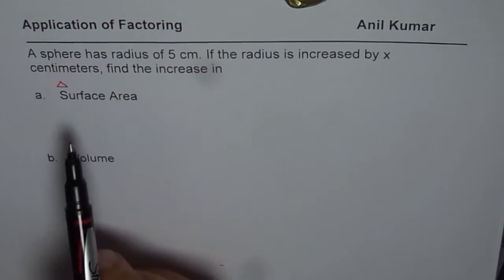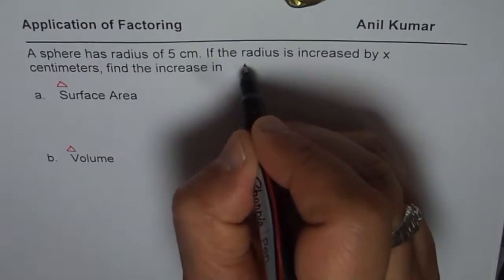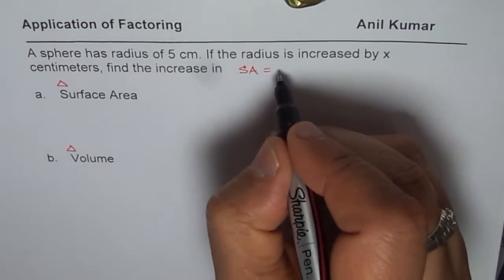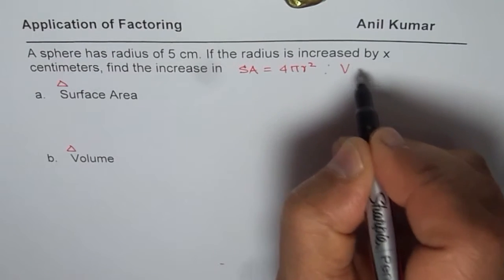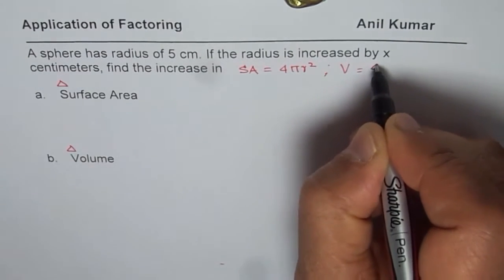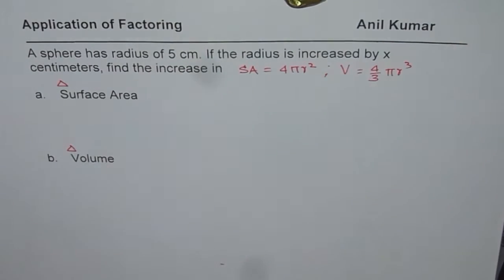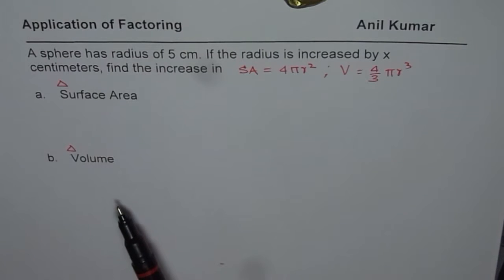Let us begin by writing the formulas. First is surface area. Surface area for a sphere is 4 pi r square. And for volume, the formula is 4 by 3 pi r cube. So you could use these formulas to find the increase in surface area and the increase in volume.